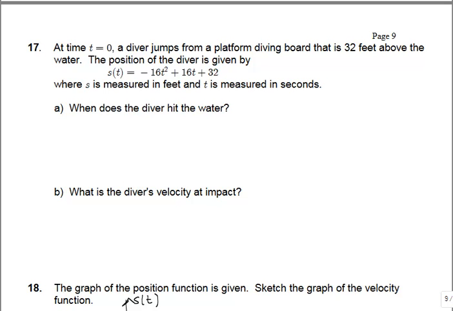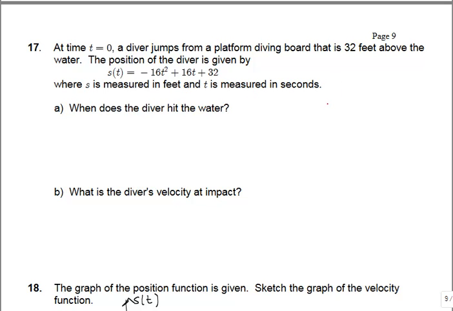Okay, let's try one more example like this. This time we have that at time t equals 0, a diver jumps from a platform diving board that is 32 feet above the water. The position of the diver is given by s of t equals negative 16t squared plus 16t plus 32, where s is measured in feet and t is measured in seconds.